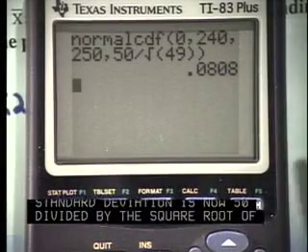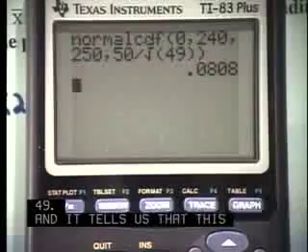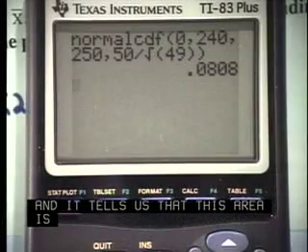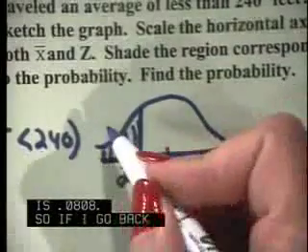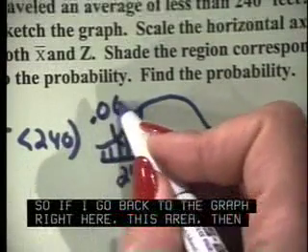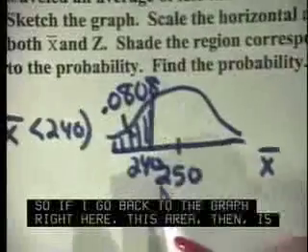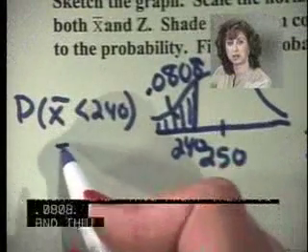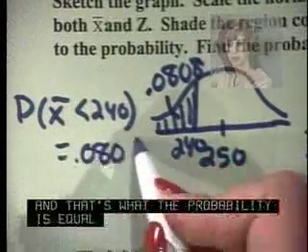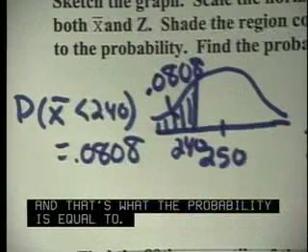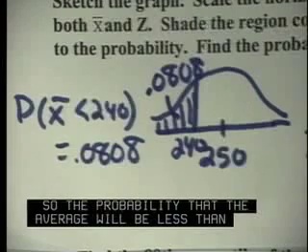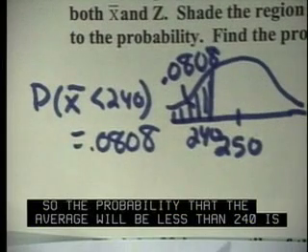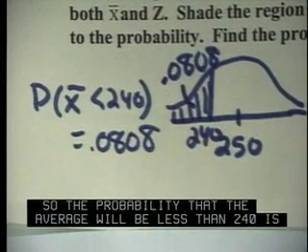And it tells us that this area is 0.0808. So if I go back to the graph right here, this area then is 0.0808, and that's what the probability is equal to. So the probability that the average will be less than 240 is 0.0808. Let's look at the next question.